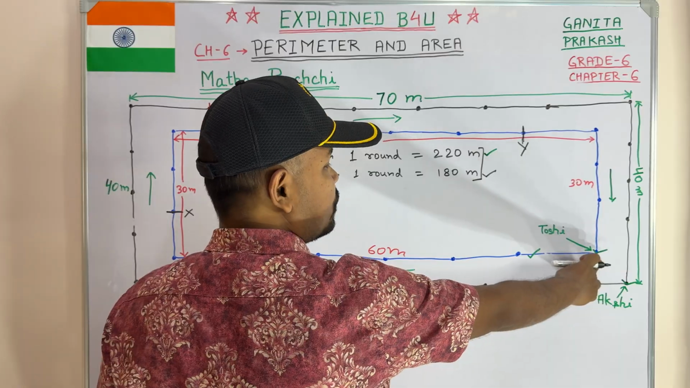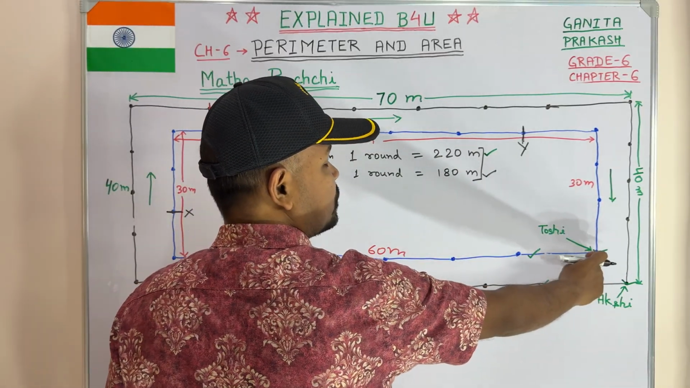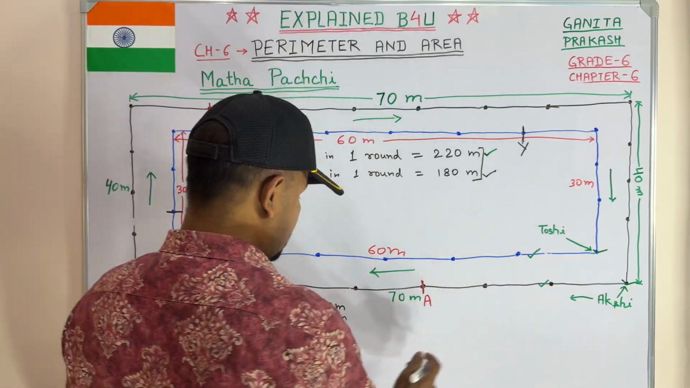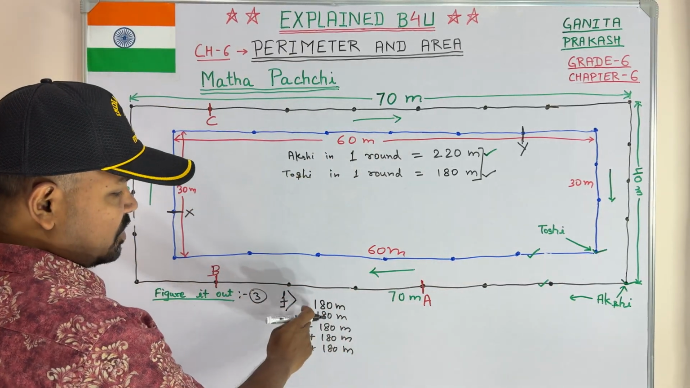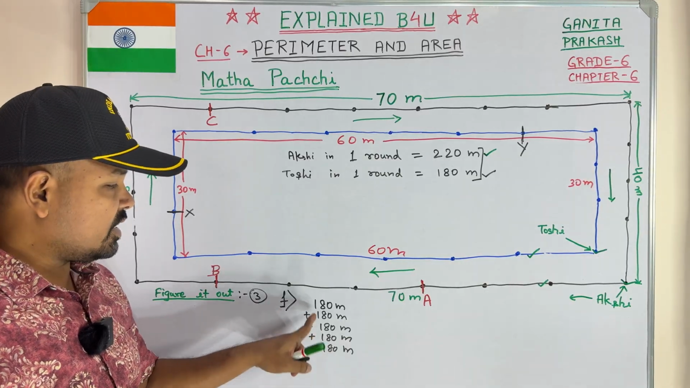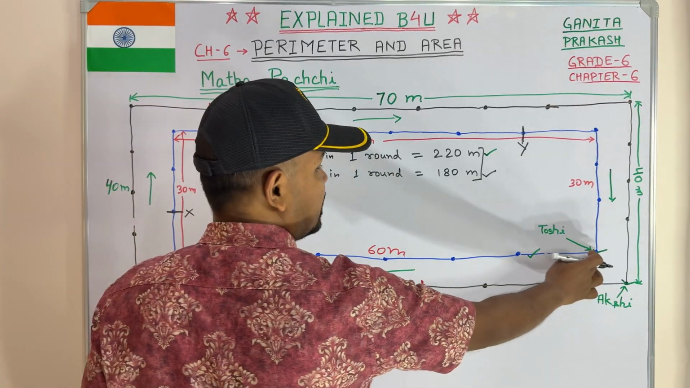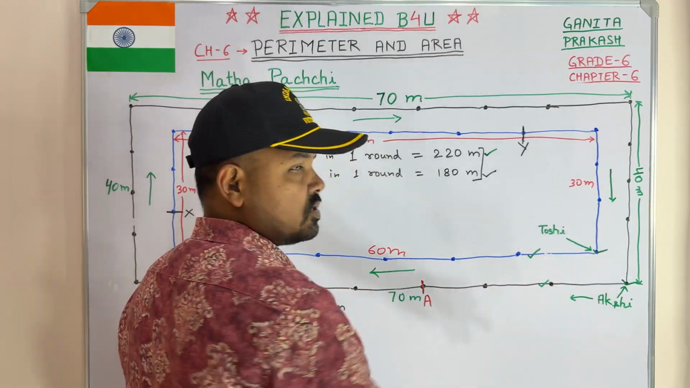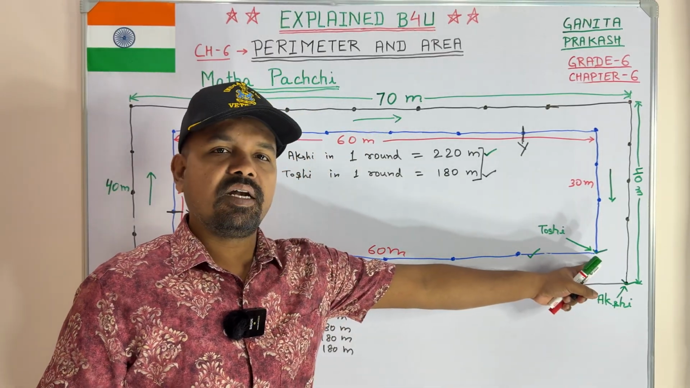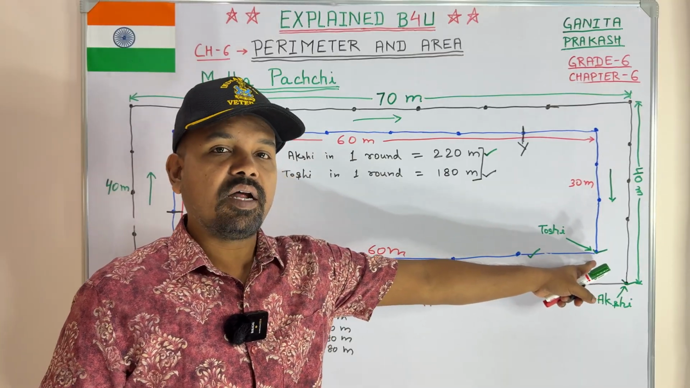From the starting point, full rounds: one complete round back here, one complete round back here. So after 5 rounds she will be covering 900 meter. If you add all this it will come to 900. 18 fives are 90 and 0, 900 meter. So after 5 rounds she will have covered 900 meter. Again she has to cover 100 meter.